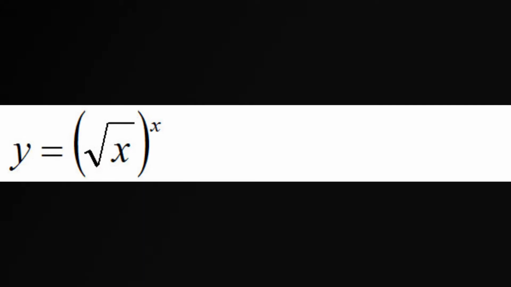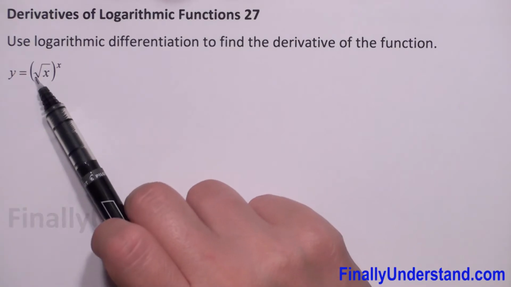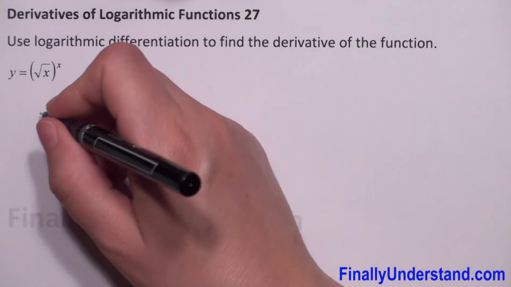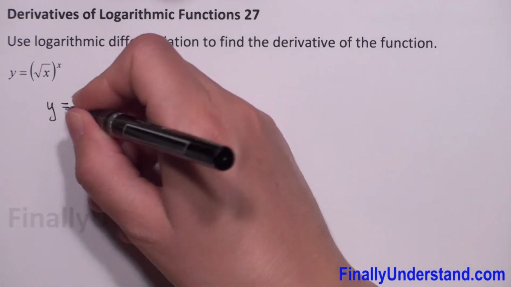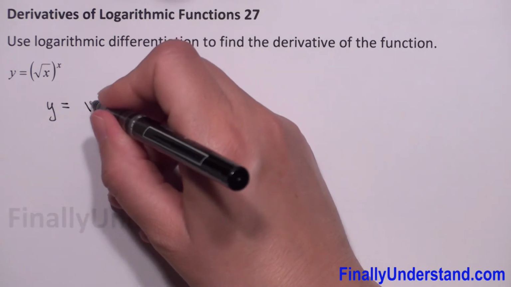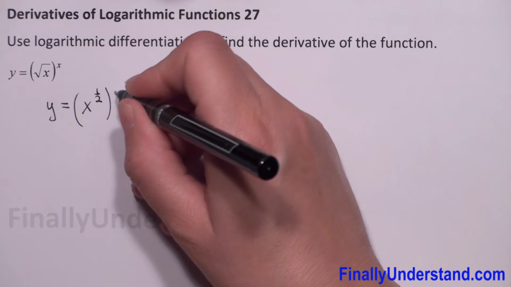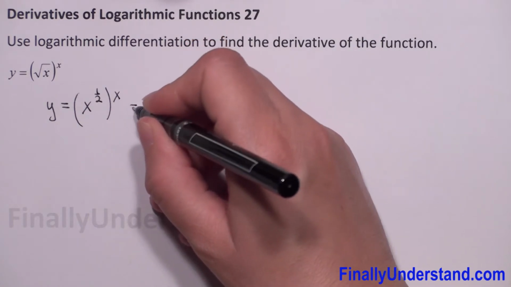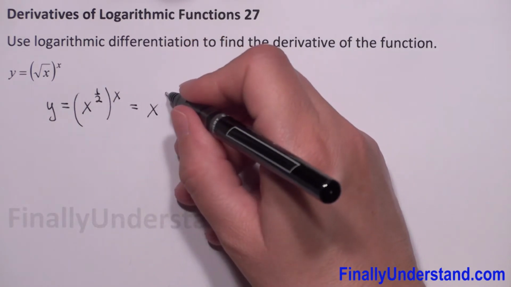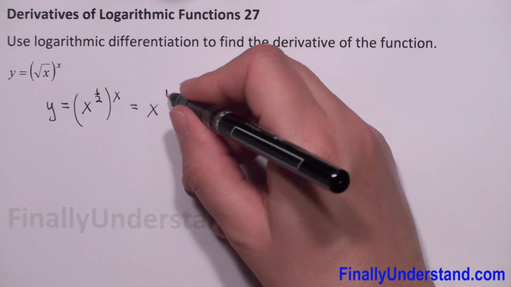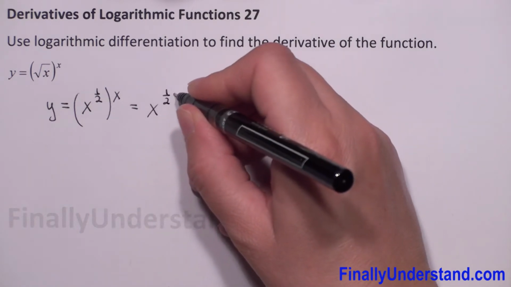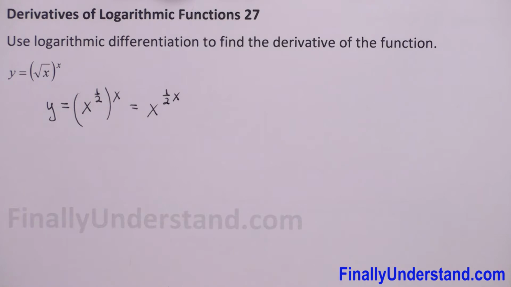Because we have here square root, first I will rewrite this expression to power form. So it will be y equals x to power 1/2 to power x. So this is equal x to power, we have power to power, so it will be 1/2 times x power.